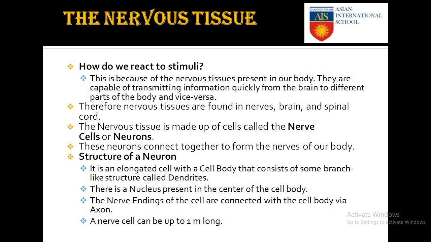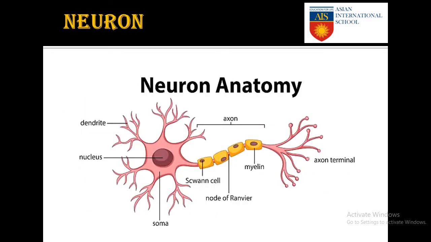Now, it has an elongated cell with a cell body consisting of some branch-like structures called dendrites, a nucleus at the center, and nerve endings at the axon ending, and the nerve cell can be up to 1 meter long. This is the neuron anatomy. This structure is known as cyton or soma, or we call it perikaryon. It contains the nucleus and all the organelles, ribosomes, endoplasmic reticulum, and these are the dendron, and the branches are dendrites.